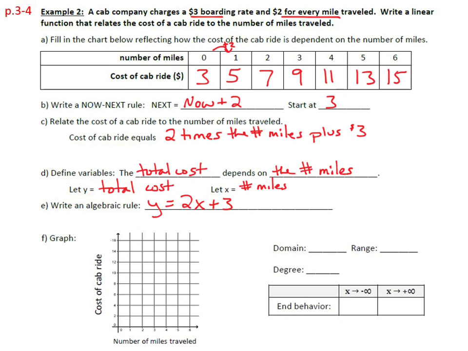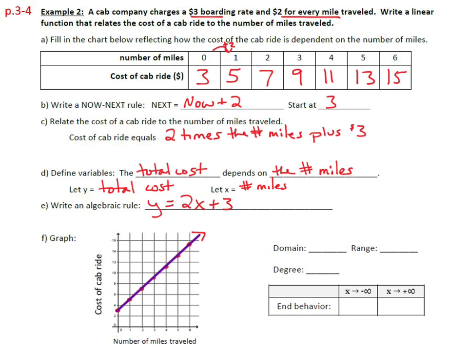Now we can use our table or the rule to help us graph. We know that we're starting at $3. So halfway between the 2 and the 4 would be our 3. And then it's $2 per mile, so 1 mile we said was at 5. And then 2 miles is up to 7. 3 is up to 9. 4, we're up to 11. And then 5, we're up to $13. And then 6 miles, we're up to $15. And again, we can see here that we have a nice straight line, another linear function.